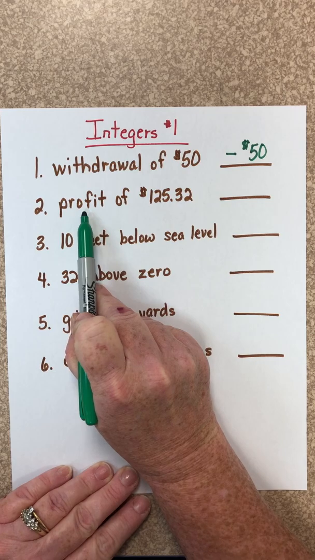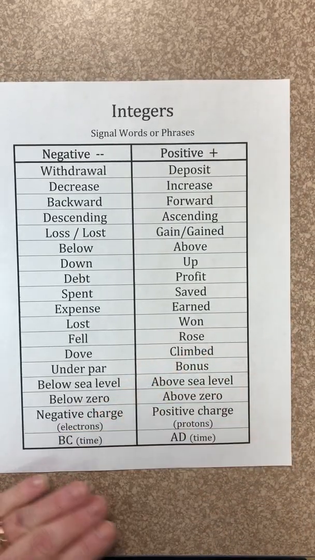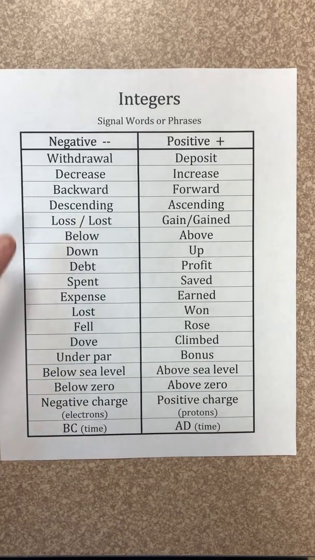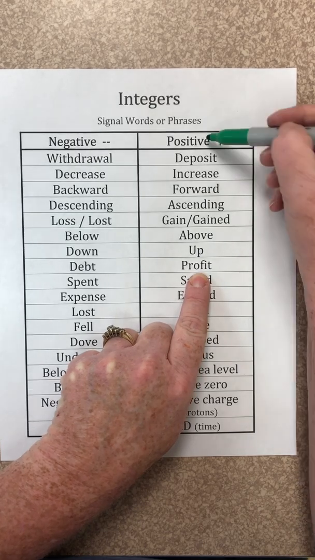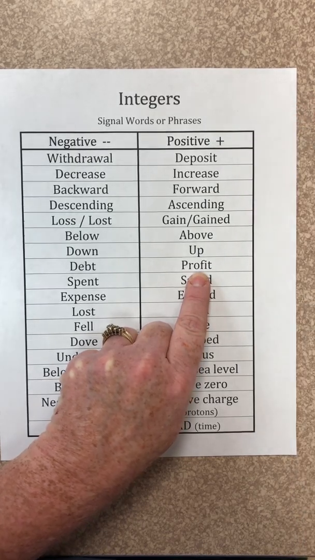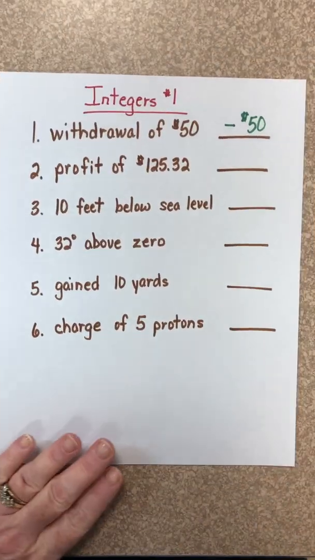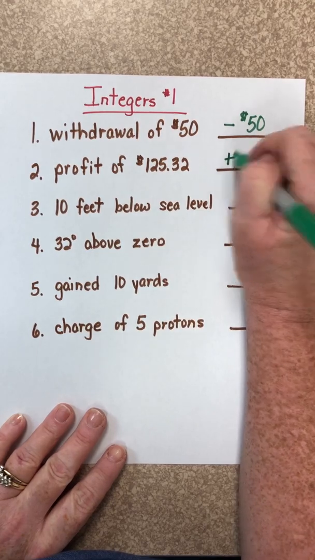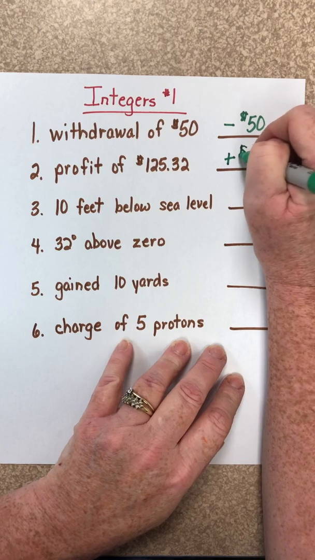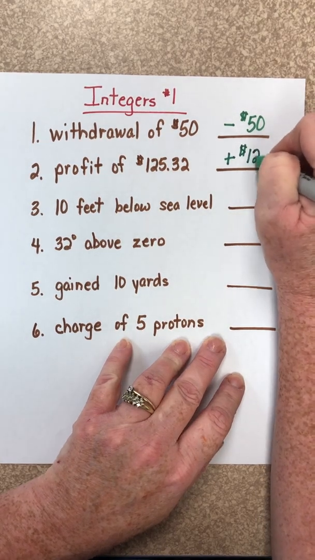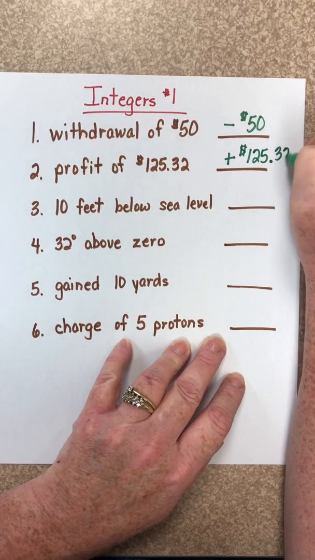Number 2, we see the word profit. That's our key word or phrase. So let's look at the table. Well, and we're looking for the word profit. And here's the word profit, and it's in the positive column. And so that means we're going to use the positive symbol or the plus sign. So profit is plus. A profit of $125.32. Well, that's labeled with a dollar sign in front. $125 and, that's a decimal point, 32 cents.